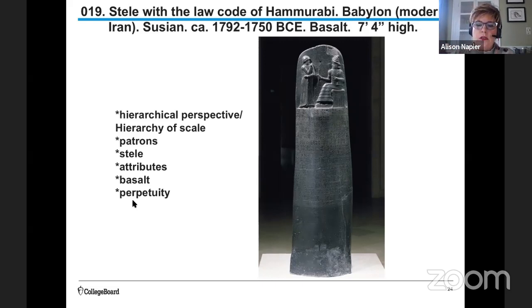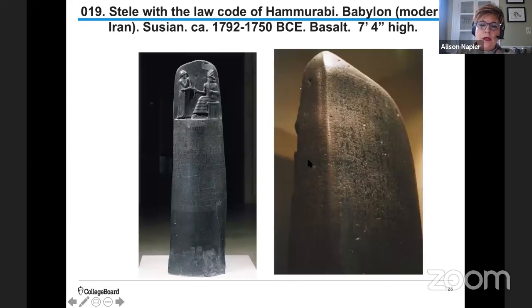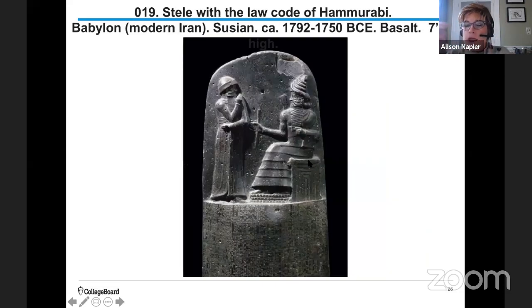You see different attributes. In this case, you see Hammurabi being handed the rod and the ring, which are builder's tools. So Shamash hands him the ability to build a successful empire, a powerful rule, and to create this law code.